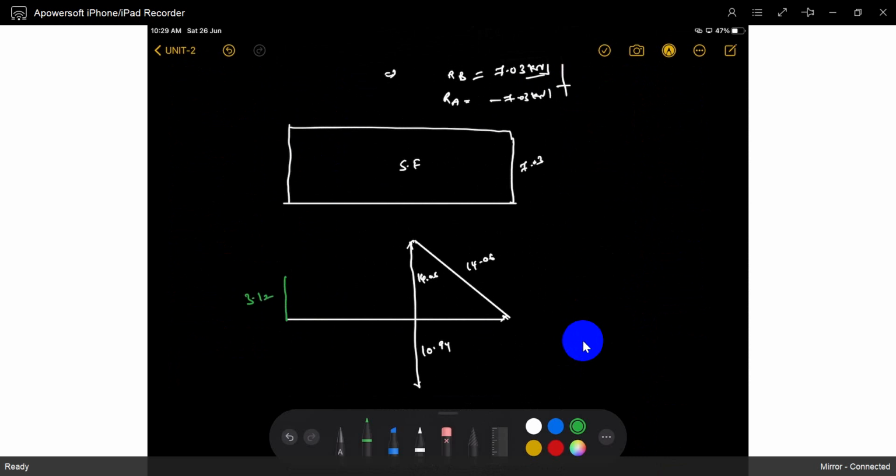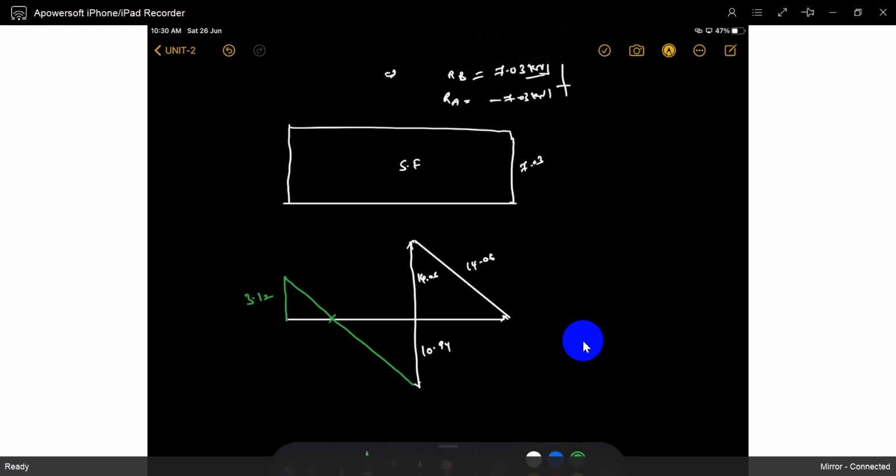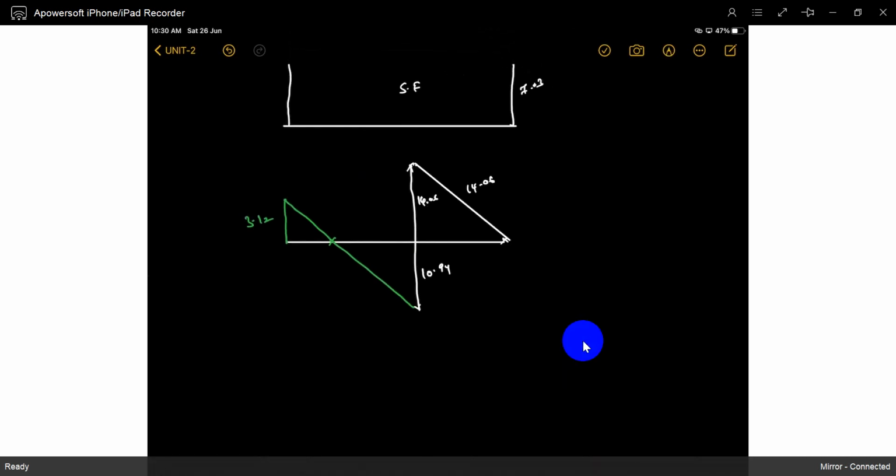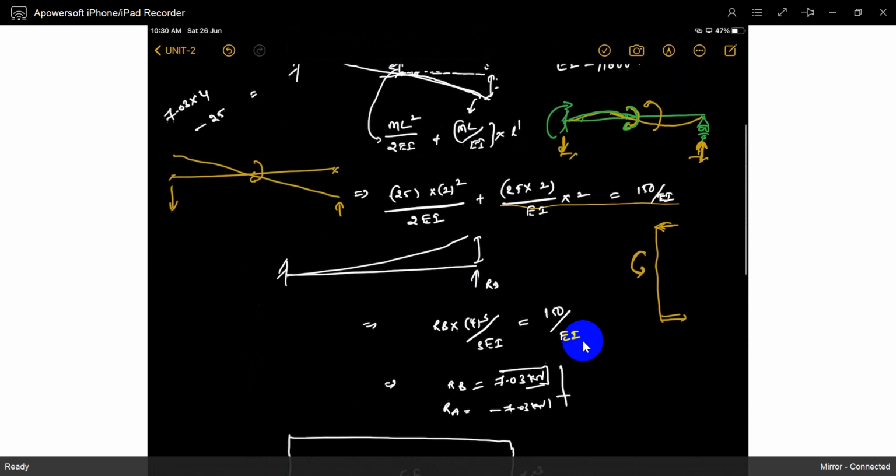So this is 10.4, this is 3.12. So it will go like this. This is 3.12. So where is it 0? Where is it 0? It is easily calculated.